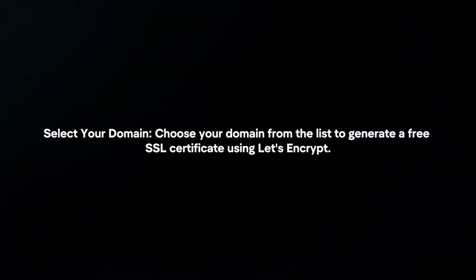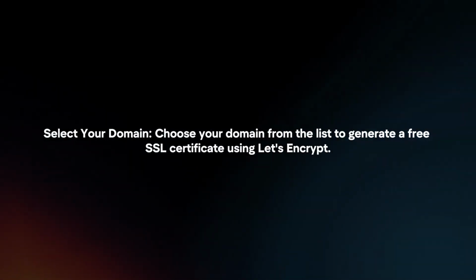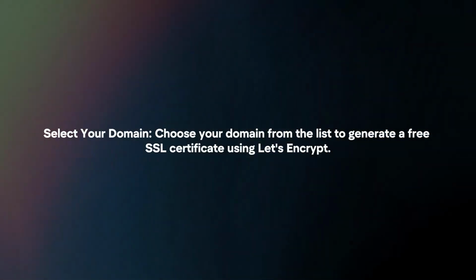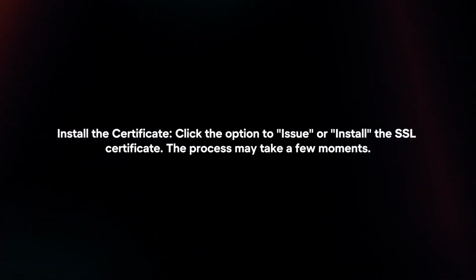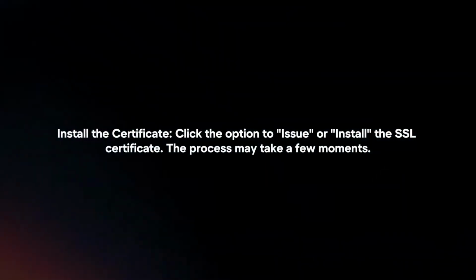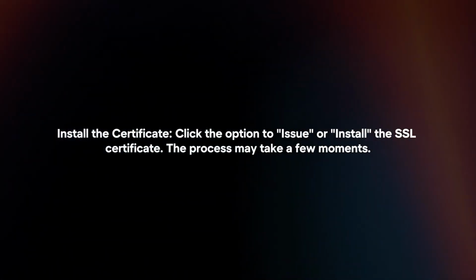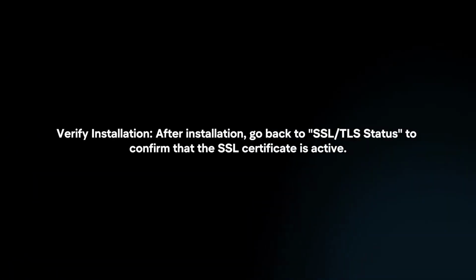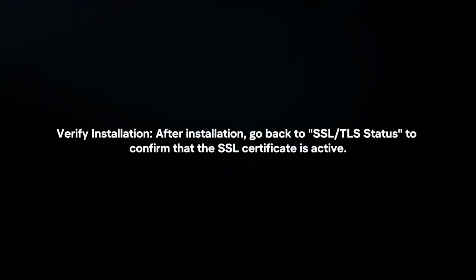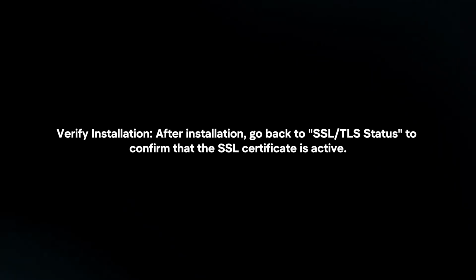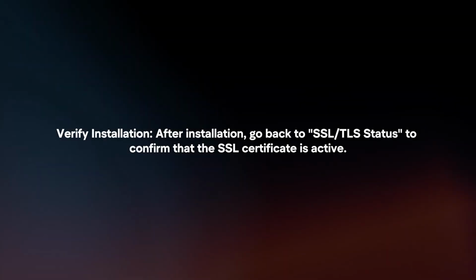Select your domain. Choose your domain from the list to generate a free SSL certificate using Let's Encrypt. Install the certificate. Click the option to issue or install the SSL certificate. The process may take a few moments. Verify installation. After installation, go back to SSL/TLS Status to confirm that the SSL certificate is active.